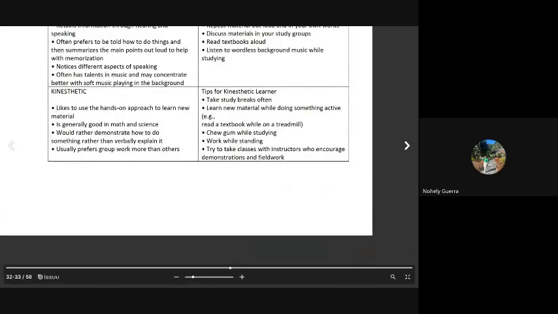Kinesthetic learners like to use the hands-on approach to learn new material, and are generally good in math and science. They would rather demonstrate how to do something than verbally explain it, and usually prefer group work more than others. Tips for kinesthetic learners: Take study breaks often. Learn new material while doing something active, like reading a textbook while on a treadmill. Chew gum while studying, work while standing, and try to take classes with instructors who encourage demonstrations and fieldwork.